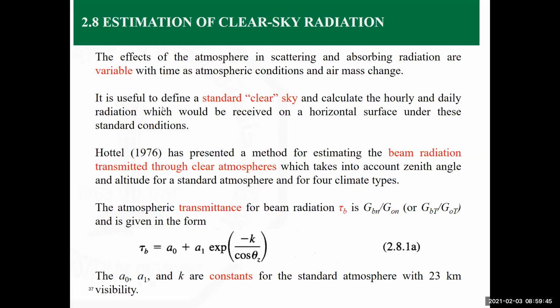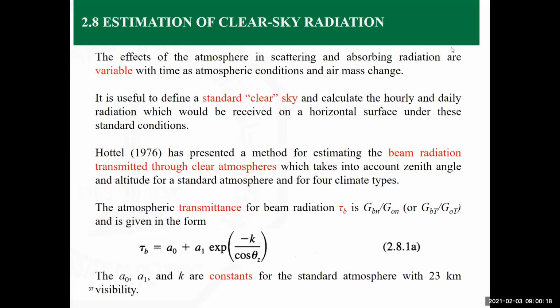So it is useful to have a standard clear sky expression and calculate the hourly and daily radiation that can be received on a horizontal surface under these conditions. A method of estimation of the beam radiation transmitted through clear atmospheres has been proposed by Hottel. It takes into consideration the location, so the zenith angle and latitude are considered in this equation, and the atmospheric transmittance has been calculated here.